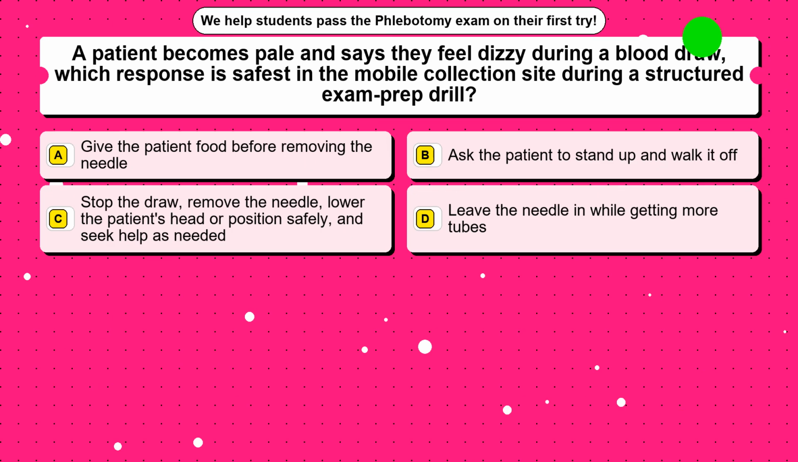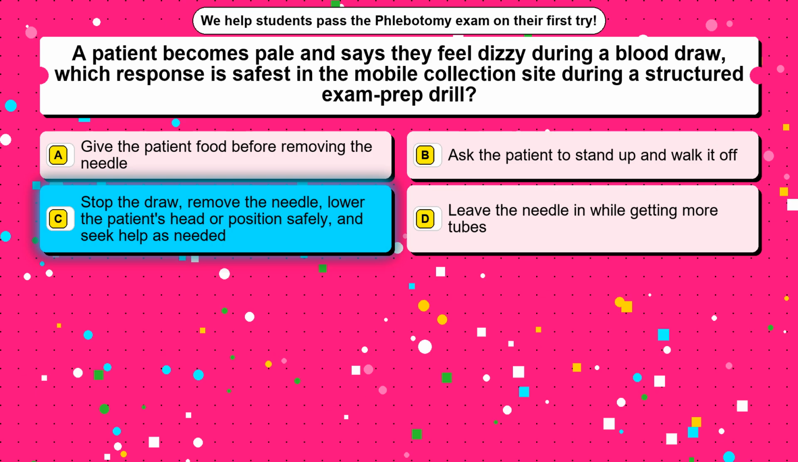Question 48. A patient becomes pale and says they feel dizzy during a blood draw. Which response is safest in the mobile collection site during a structured exam prep drill? Option A. Give the patient food before removing the needle. Option B. Ask the patient to stand up and walk it off. Option C. Stop the draw, remove the needle, lower the patient's head or position safely, and seek help as needed. Option D. Leave the needle in while getting more tubes.